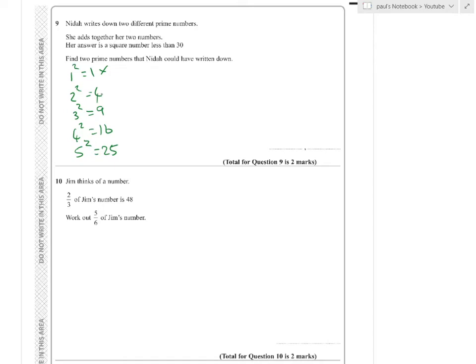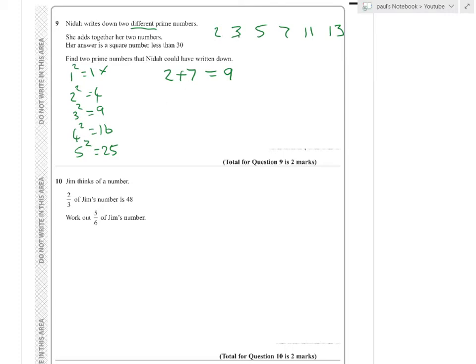Could be 2 and 2. Yeah. Two different prime numbers. 2 plus 7 equals 9. Or, hang on, prime numbers: 2, 3, 5, 7, 11, 13, that sort of thing.